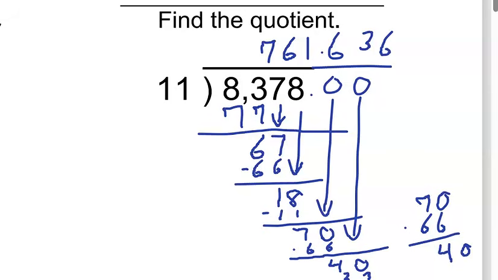As a matter of fact, it might go on being 761.636363. Not particularly sure if we didn't keep going, but it looks like it's going to. So the answer to this one, a good enough answer would be 761.636.